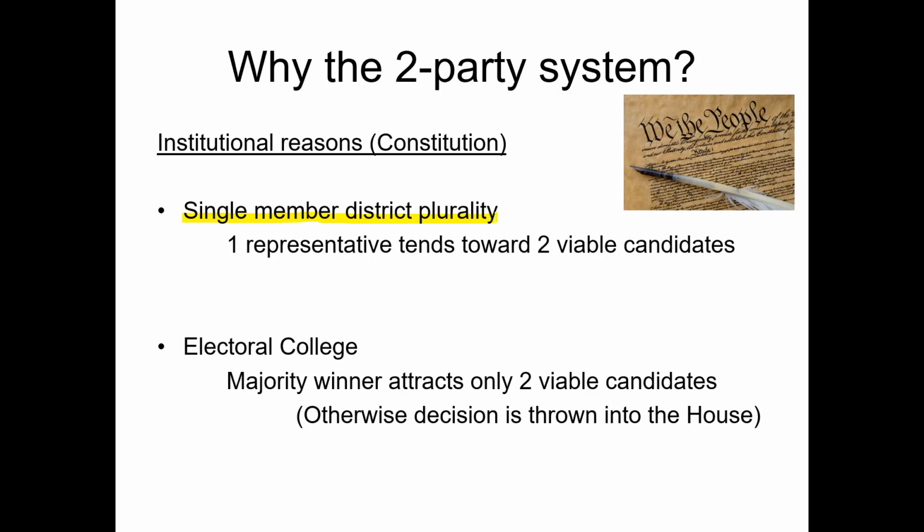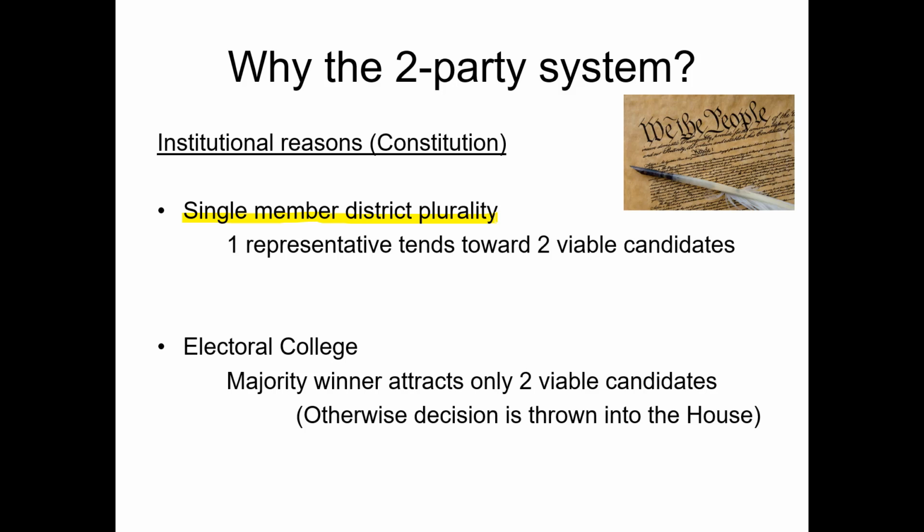So they figured out fairly quickly, if we want to have someone to be able to win the majority of the Electoral College, we only need 2 viable candidates to try to get that. A third party could actually throw it into the House every single election. So therefore, there's no incentive for third parties to get in there and mess up that majority requirement in the Electoral College.